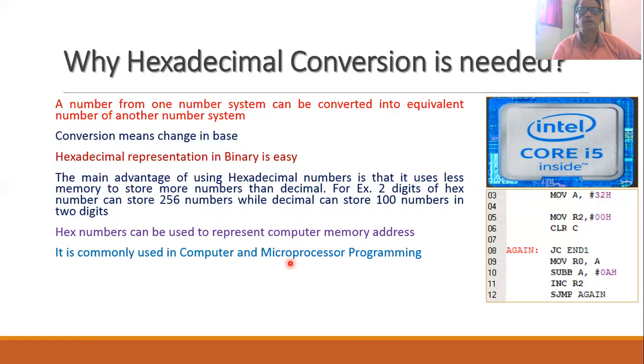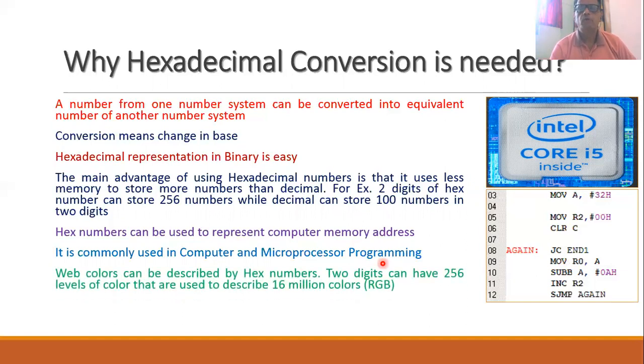As I told you, whenever you write programs for a computer or for a microprocessor, that is, assembly language programs, you always need to make use of hexadecimal numbers. As shown in this image, here is a sample assembly language program. In this case, we have been using numbers which are indicated by H. So H means these are hexadecimal numbers.